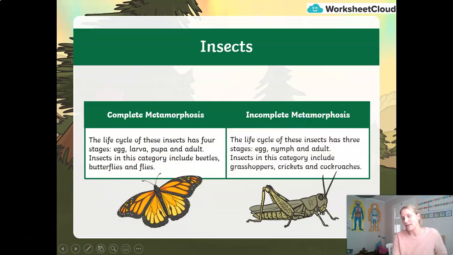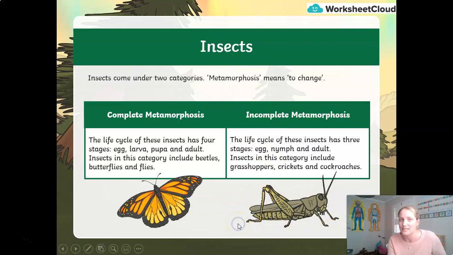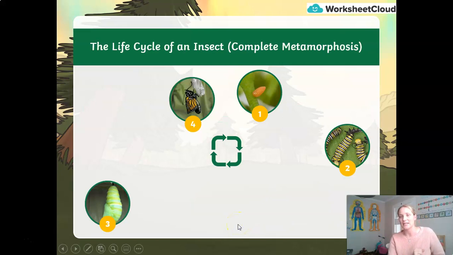An incomplete metamorphosis, some insects have 3 stages. They go from egg to nymph to adult. And those are insects such as grasshoppers, crickets, and cockroaches. Okay, so here there is a change, but it's not a complete change. The young look very similar to the adult version. So let's have a little look at that in a little bit more detail.